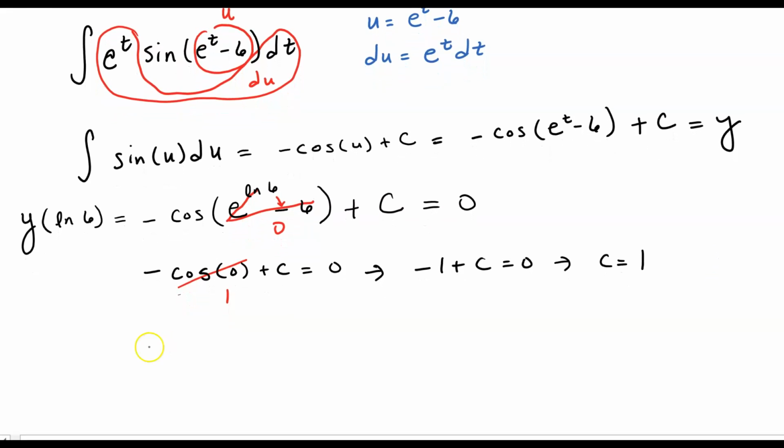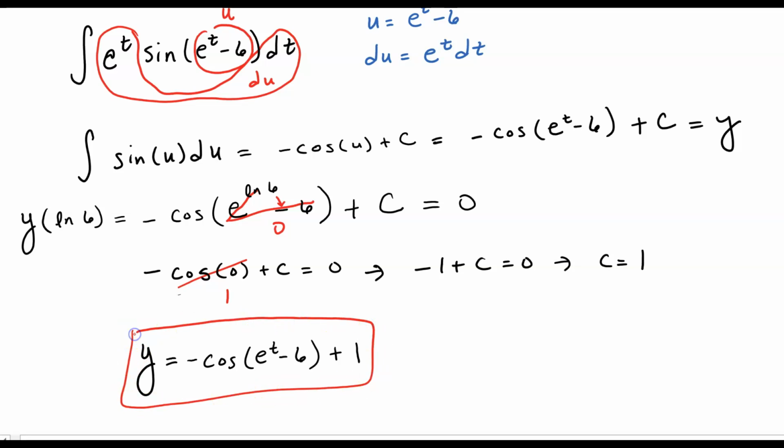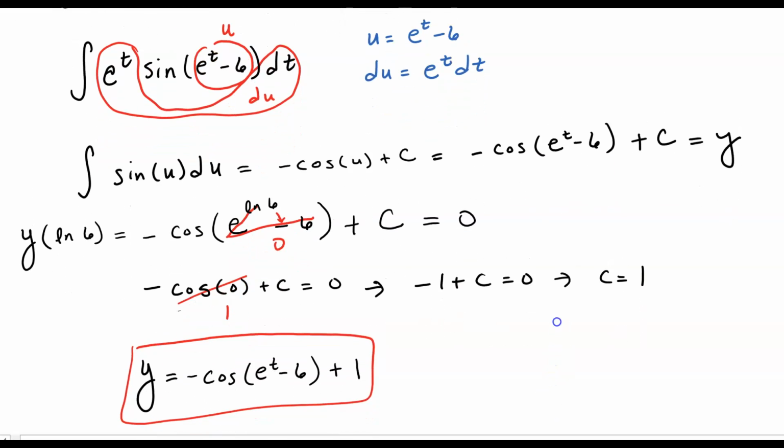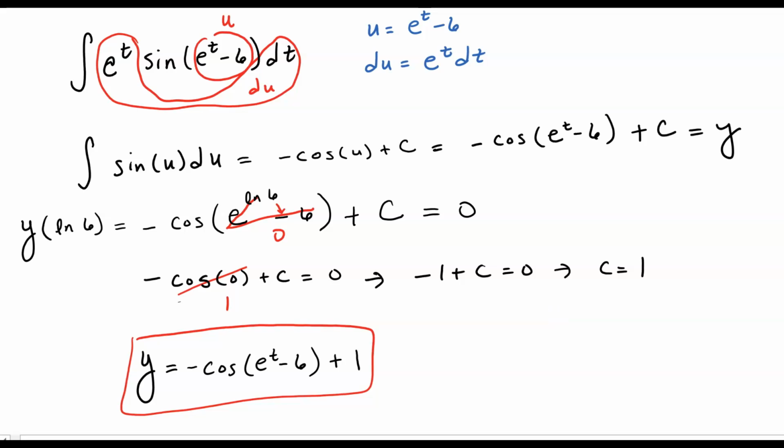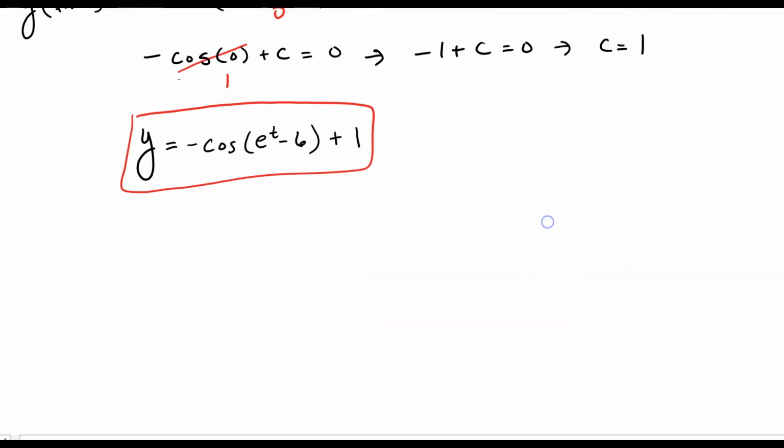Nothing to it. So my final answer here, what is my equation? All right, what was that initial value? In other words, negative the cosine of e to the t minus 6 plus 1. And that right there is solving that initial value problem. All right, let's go ahead and take a look at another example. So that one was number 12. The next one we will call number 13.